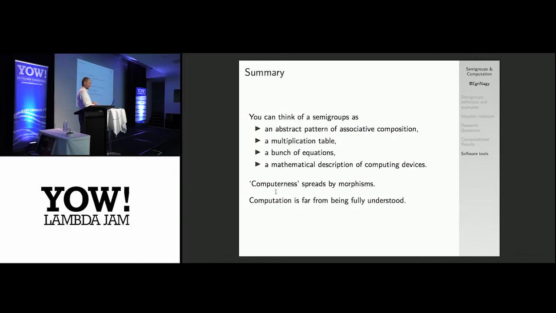So the summary: beyond the way you use semigroup as a useful abstraction in Haskell, for example, you can think of it as an abstract pattern of associative composition, or you can just simply think of it as a multiplication table, or just a bunch of equations describing how the elements compose, or you can think of them as mathematical descriptions of computing devices. And once you have that, so what is a computer? You can answer that by computerness spreads by morphisms, okay? So being a computer is being able to emulate other computers.